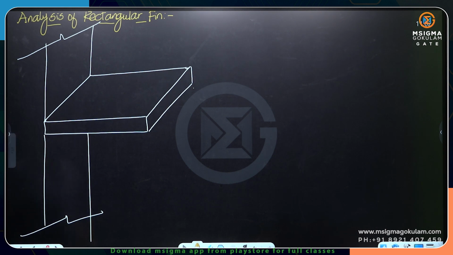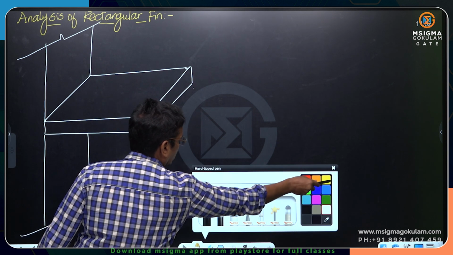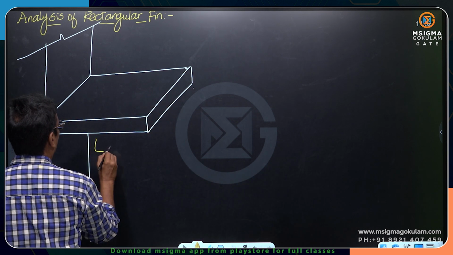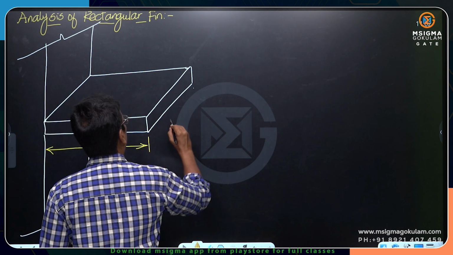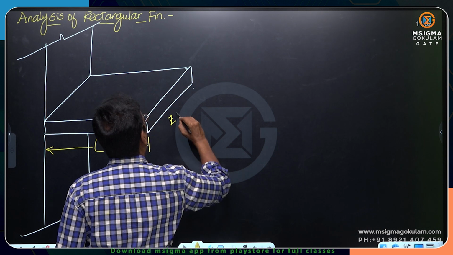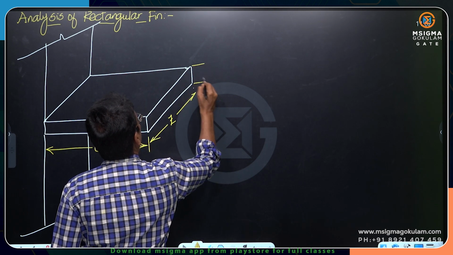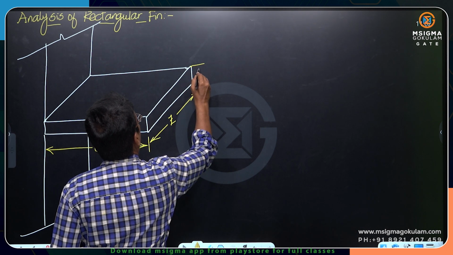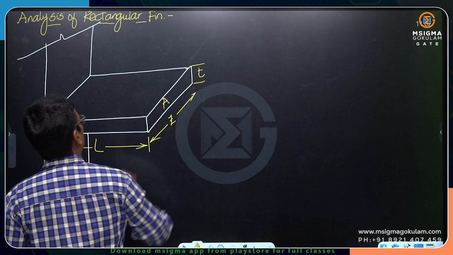This is the rectangular fin of length L. L is the length of the fin. Z is the width of the fin. And T is the thickness of the fin, and A is the profile area.